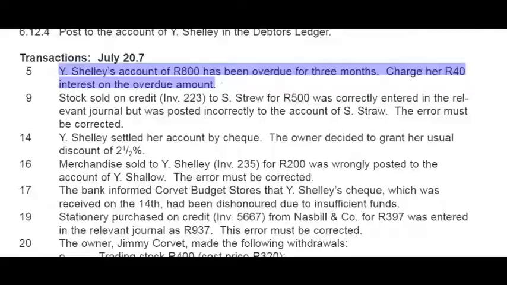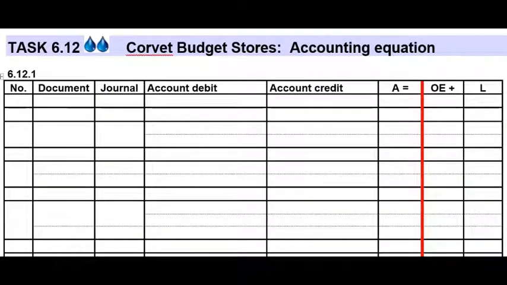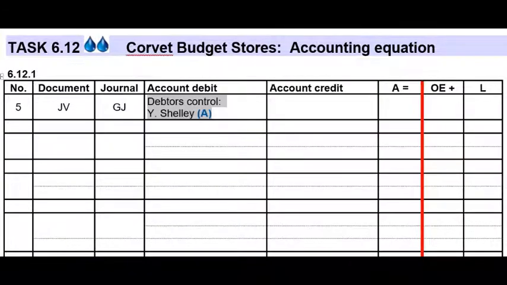And let's see how it affects the accounting equation. This numbers column in the beginning is for the date of the transaction. It was the 5th. The document would be a journal voucher. The journal will be the general journal. Now remember, if we charge a debtor with interest on their account, we debit debtors control because they owe us even more money. So debtors control is the debit account, and then the account that will be credited is an income account called interest on overdue debtors.